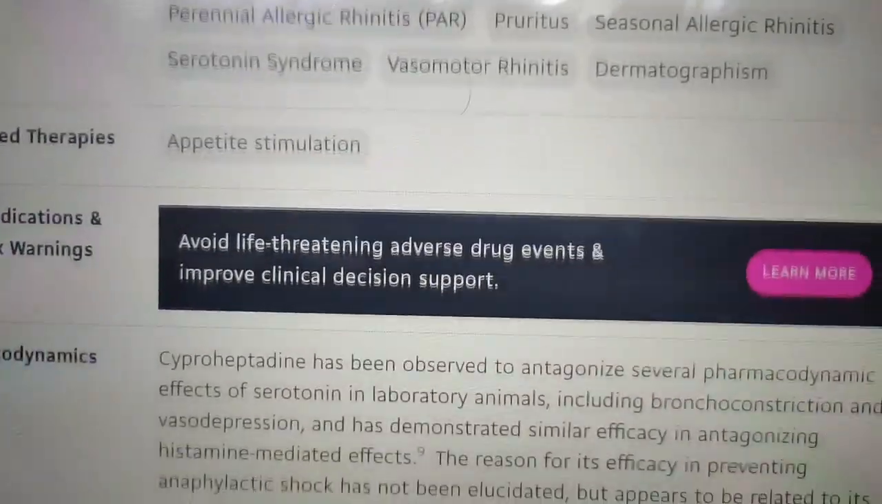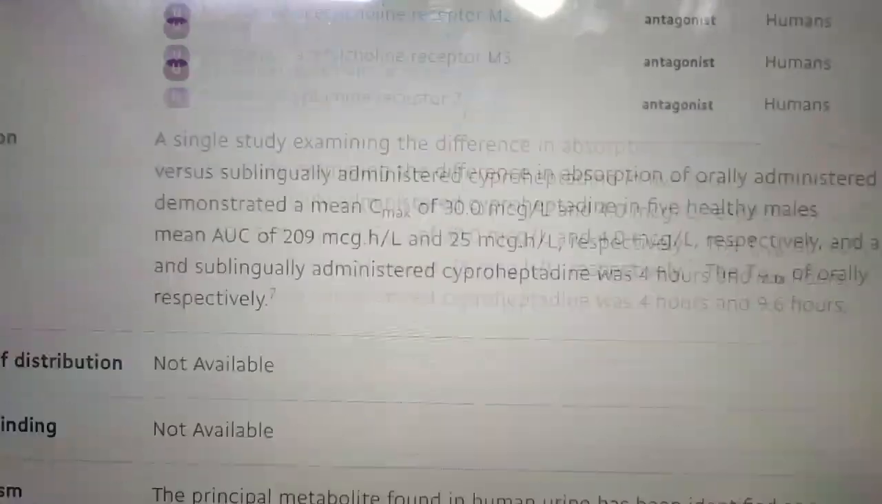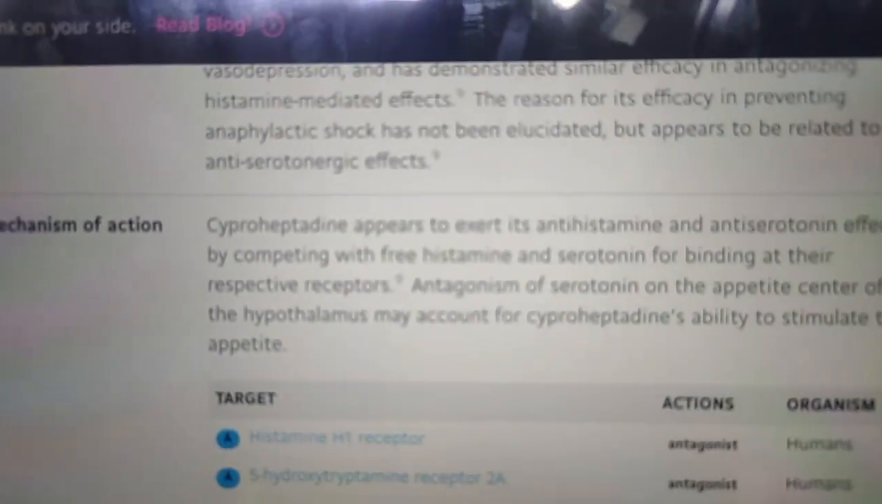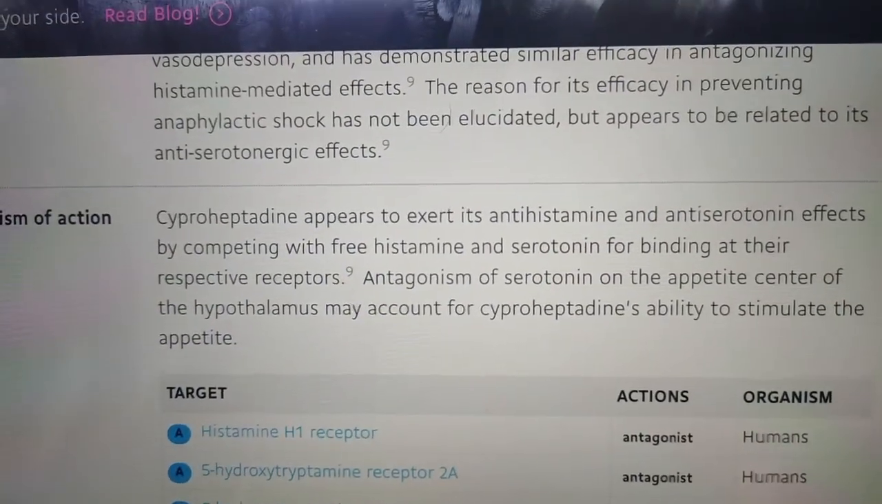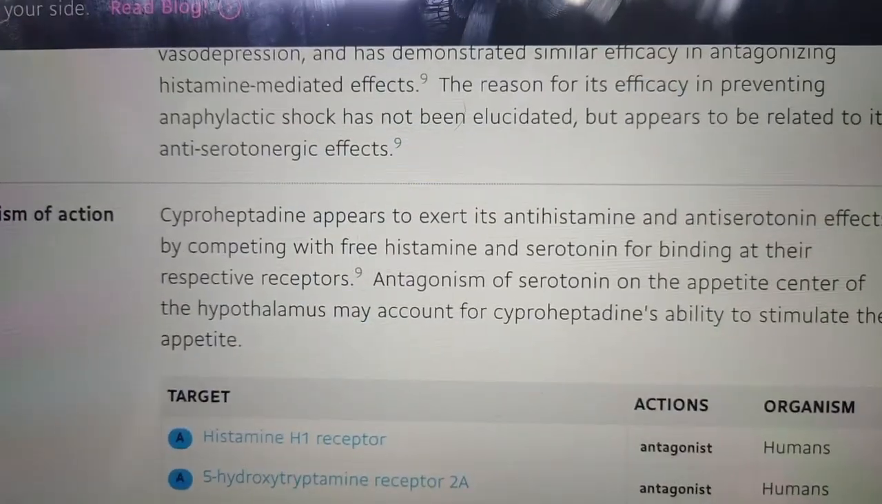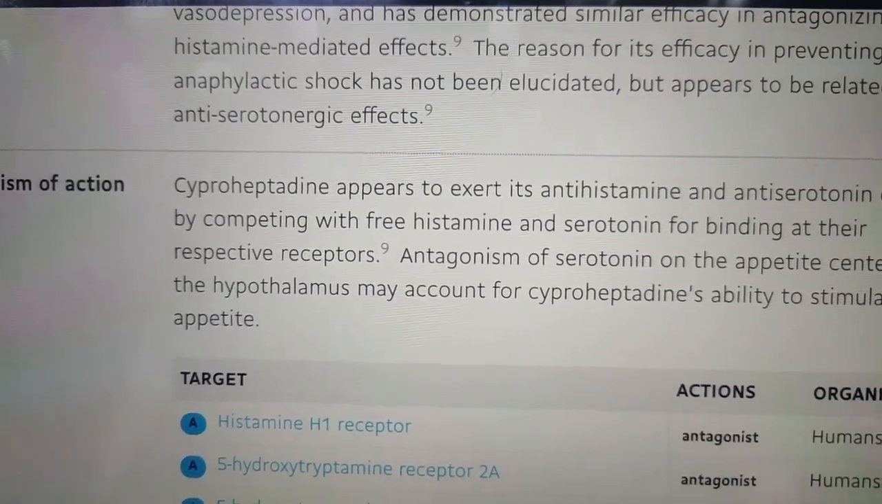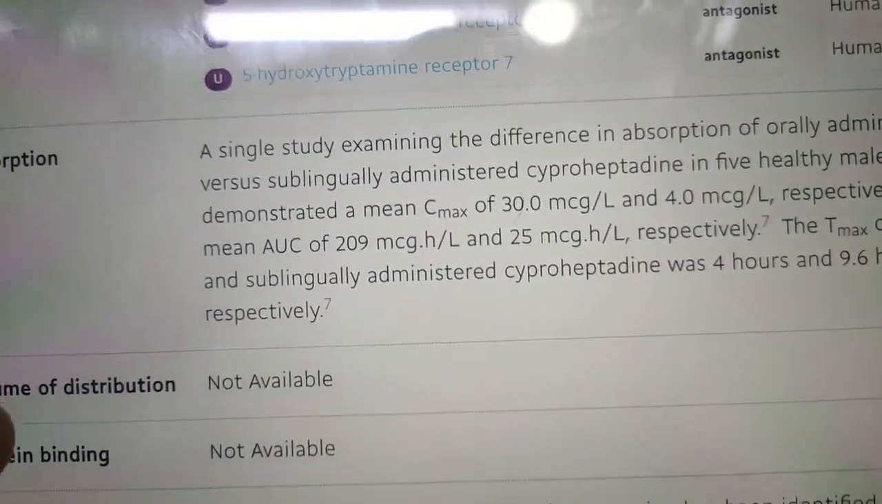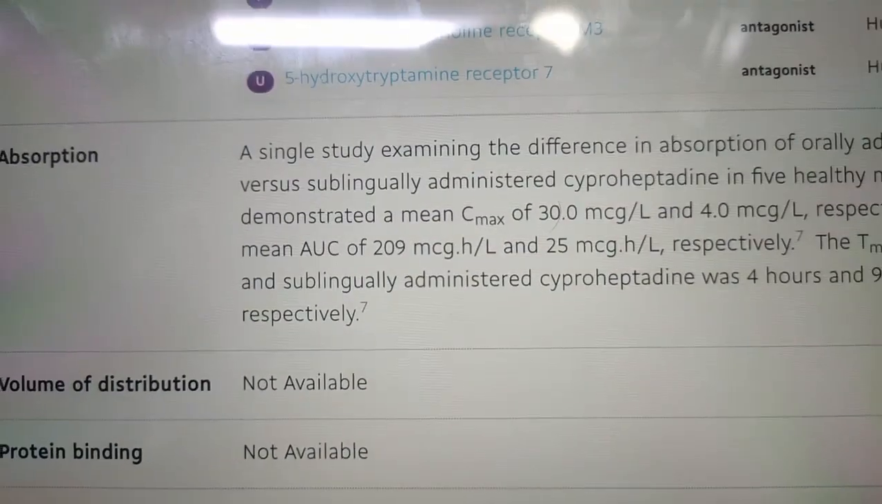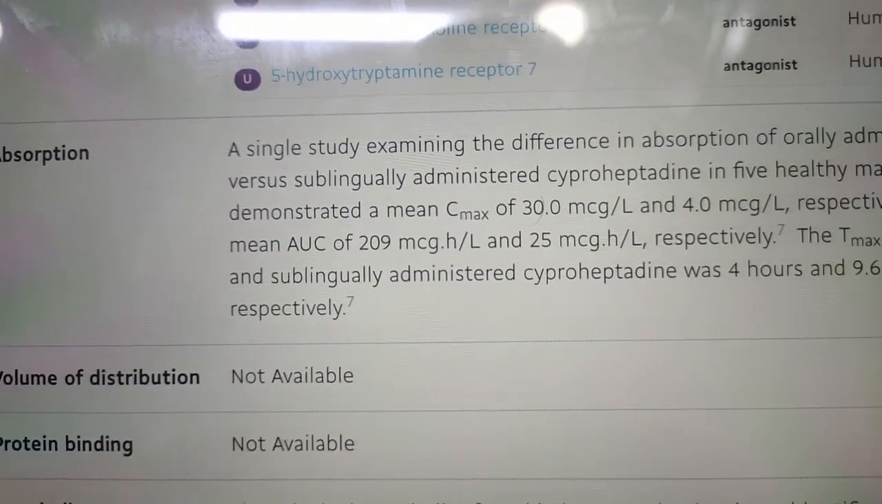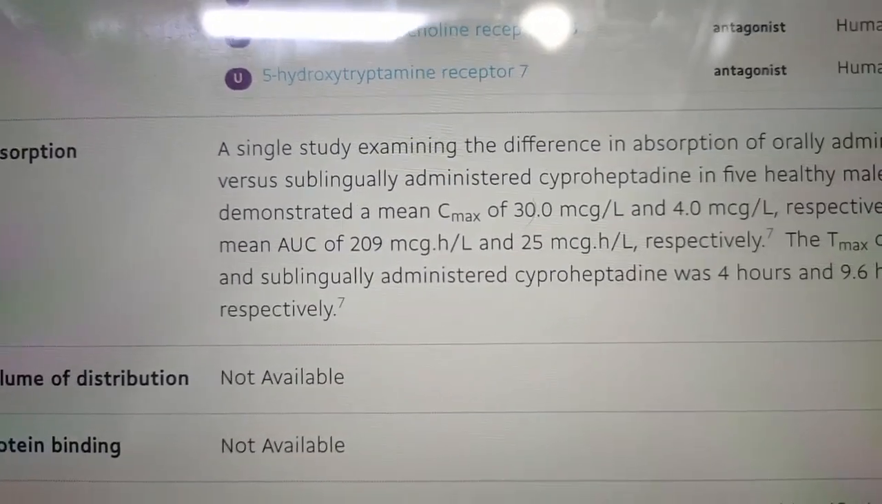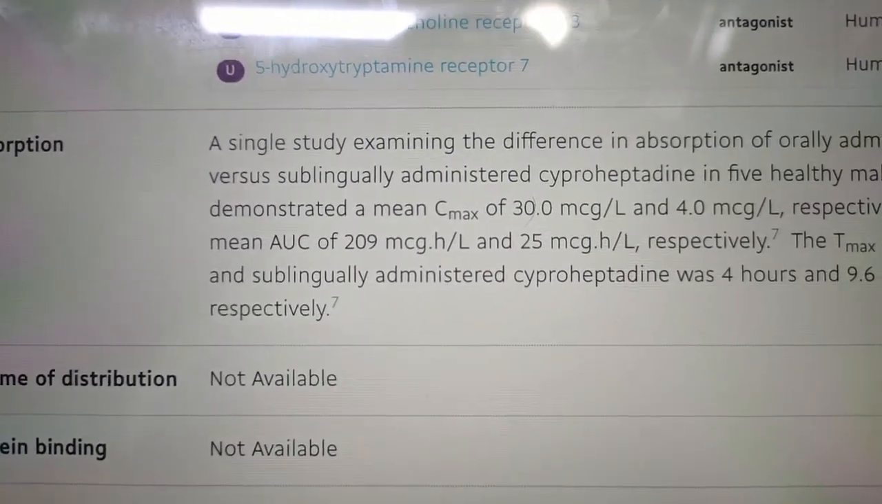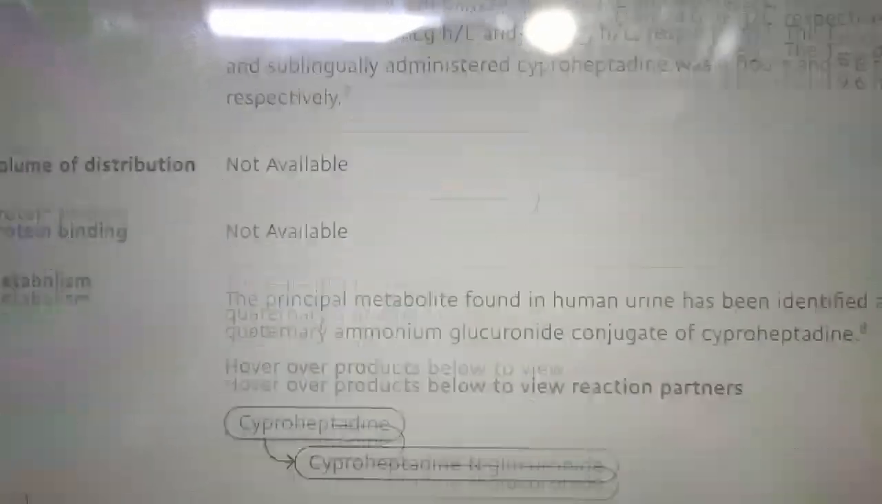Now, after that, we have mechanism of action. Cyproheptadine appears to exert its antihistamine and anti-serotonin effects by competing with free histamine and serotonin for binding at their respective receptors. Now its absorption. A single study examined the difference in absorption of orally administered versus sublingually administered cyproheptadine in 5 healthy males.